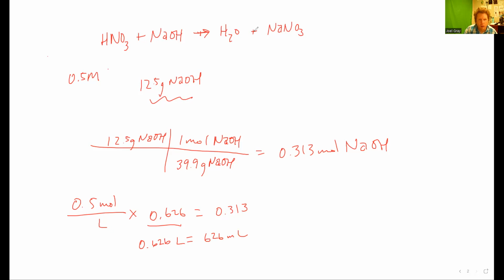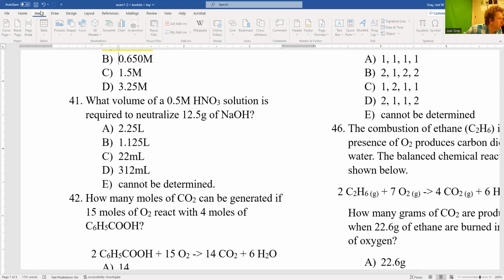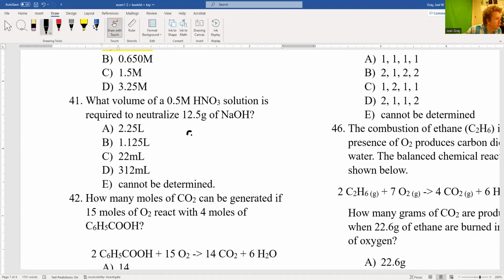When you look at the answer options, 626 milliliters is not an answer option on there. And that is a mistake. So question number 41, I'm going to give everyone credit for that because I did not put the right answer as an answer option. And I apologize for that. So question number 41, everyone's going to get credit for that. All right, but that's how you'd approach this sort of question.